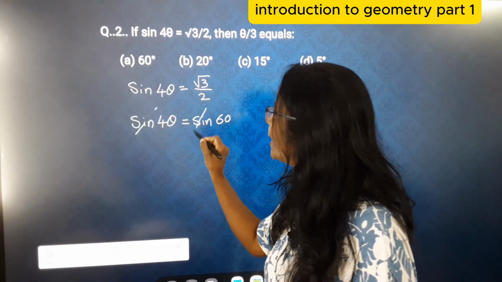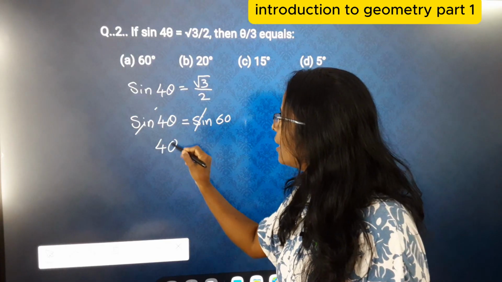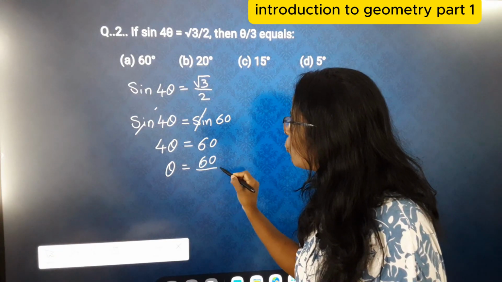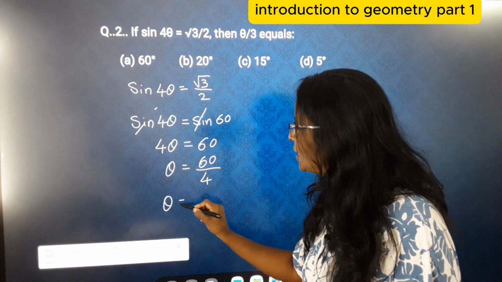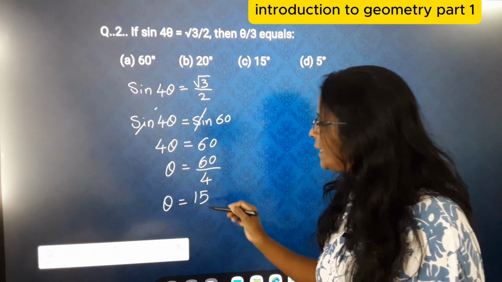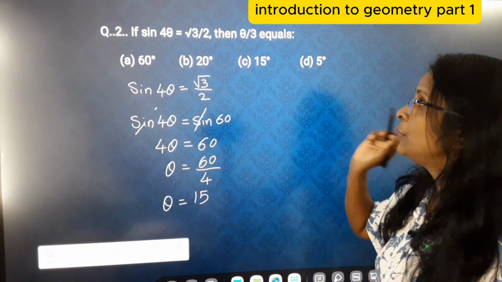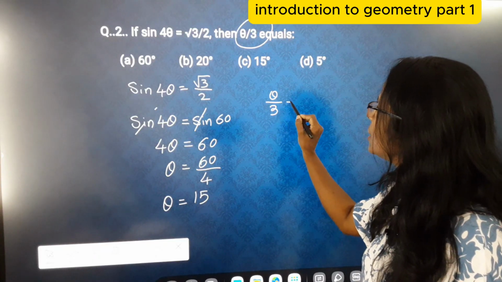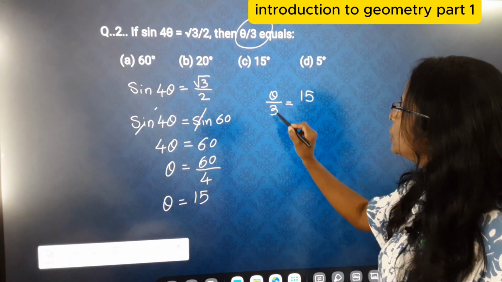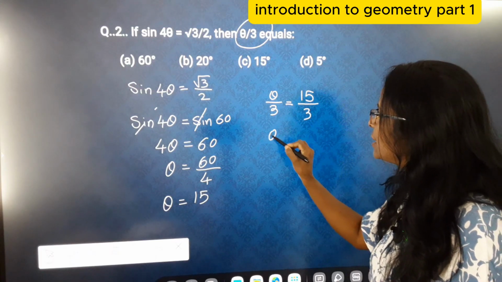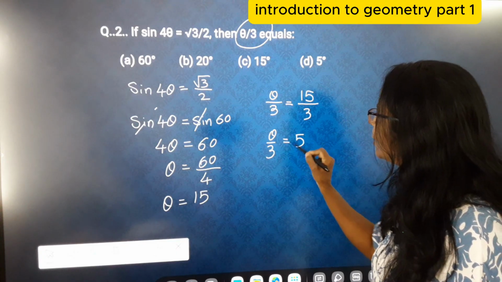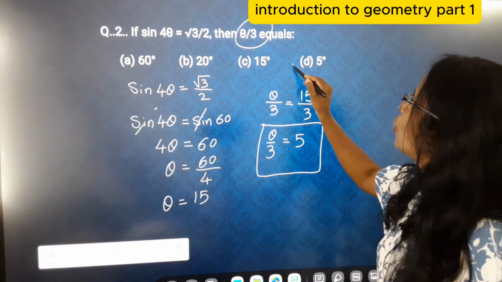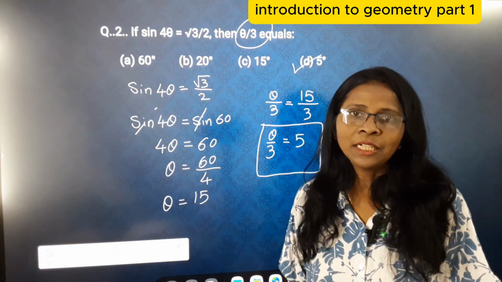So now here sin gets cancelled. So 4 theta is equal to 60. So theta is equal to 60 upon 4. So now here theta is equal to 15. Okay, theta is equal to 15. But we have to find out the value of theta upon 3. So now dividing both sides by 3, theta upon 3 is equal to 15 upon 3. That means theta upon 3 is equal to 5. So now here students see our answer is 5. So which option? The option D, 5 degree, is the correct answer.